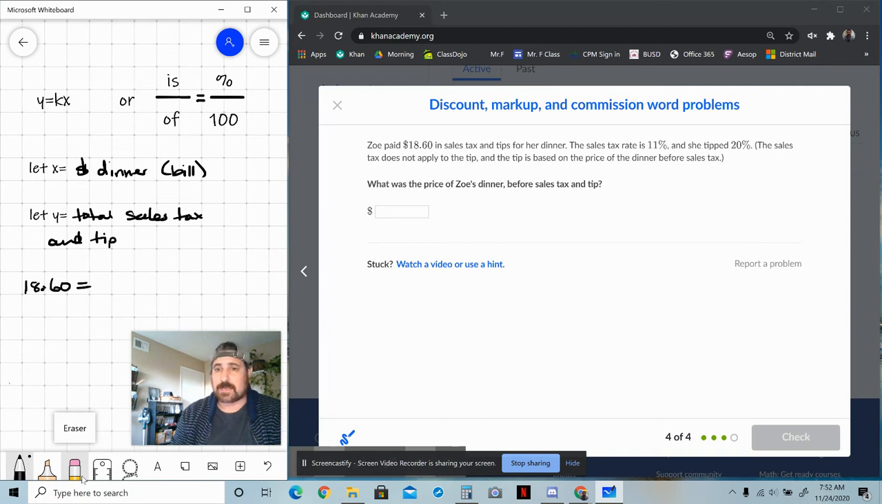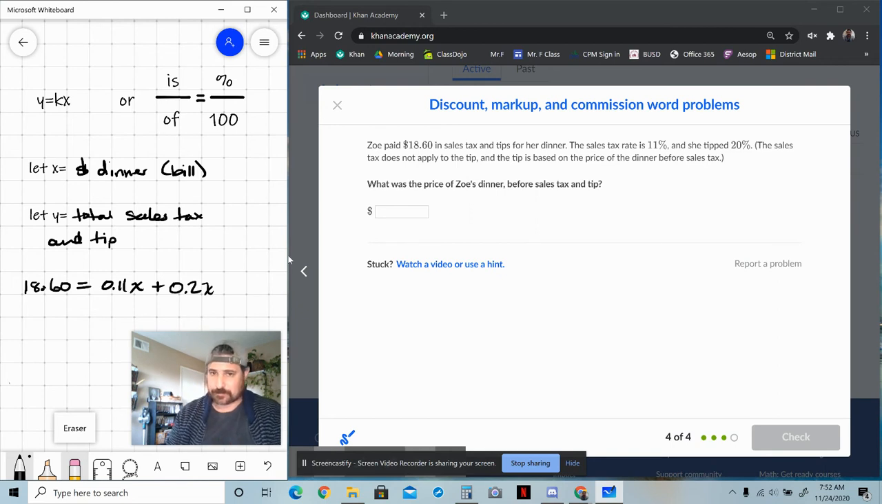the tax and the tip, right? Well, what did she pay? 11% was the tax rate, so 0.11 times the X. And it says it's based off of the bill, right? Before sales tax. And she tipped 20%. So she's going to add to that 20%, 0.2 times X. Okay, and it says both of those are based off of the bill. It says the sales tax does not apply to the tip. So you're not tipping on the sales tax. The tip should be based off of the bill originally.